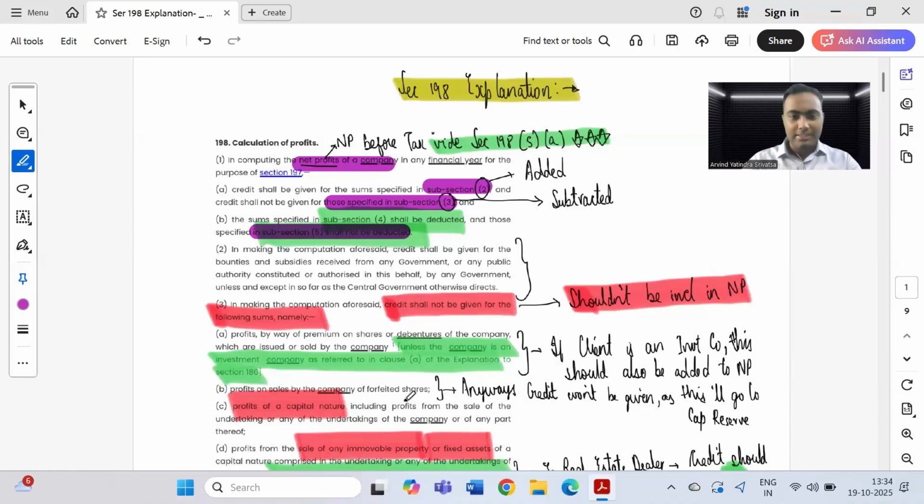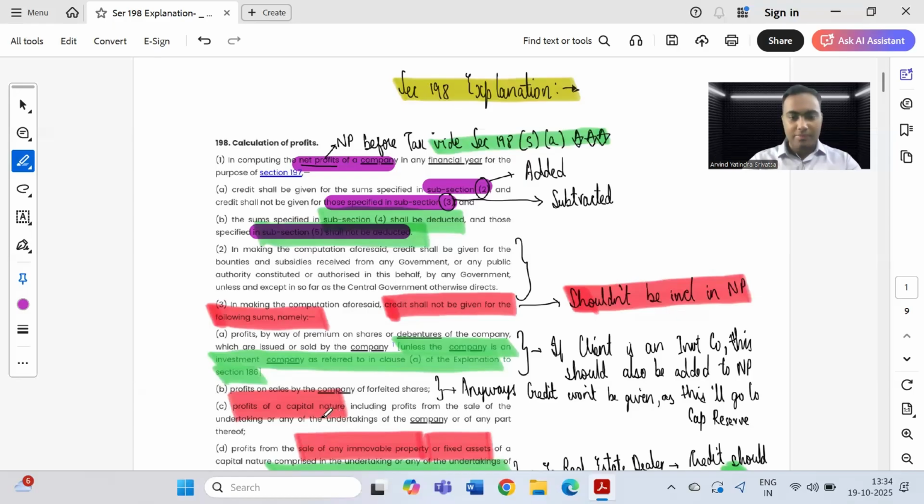Next, profits on sale by the company of forfeited shares. Again, similarly, this will go to your capital reserve. So this is in no way going to be impacting your profit and loss account, right? So again, your forfeited share sale is not going to be impacting your profit and loss account. So you don't even need to remove this because this is not even going to be included in the first place. Suppose it had been included, you would have to remove it, but it's not included, so you don't need to remove it. I hope it is very clear, guys.